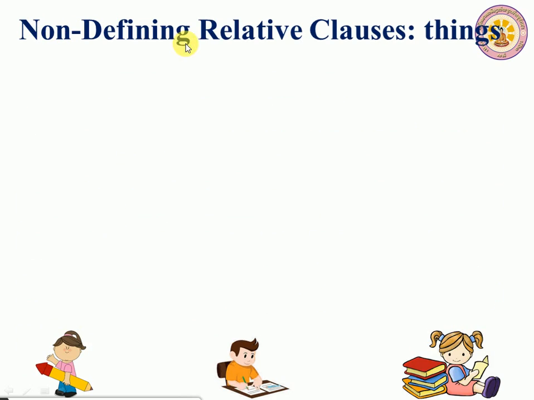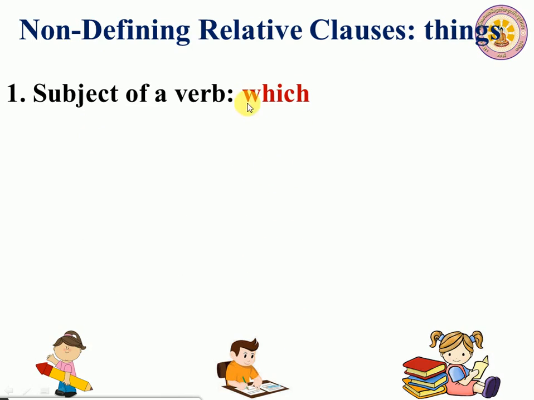One more, non-defining relative clause used for things. So what is the relative pronoun used for things? As subject we use which. That is also used elsewhere, but that is not used here. So grammatically we use which; that cannot be used in a non-defining relative clause.